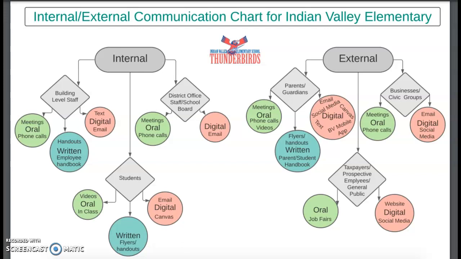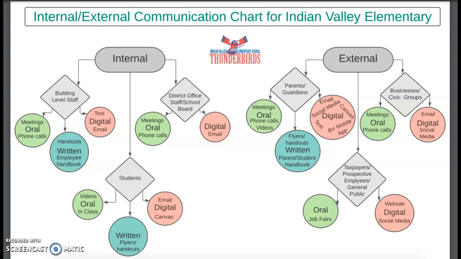And then, for about half the groups, you can see you have oral, digital, and written communication forms. And when you look at that, you can see that building level staff, students, and then parents, guardians, and family groups have the most forms of communication. I think that speaks to, if you were doing a hierarchy of what groups are most important for communication, especially the frequency of communication, those would definitely be the top three groups.